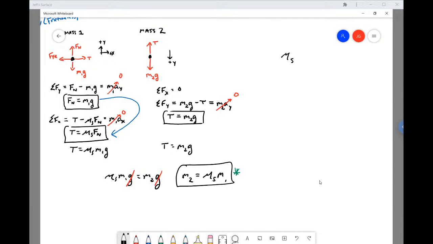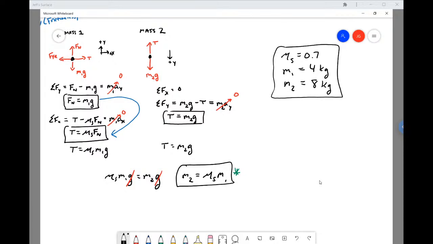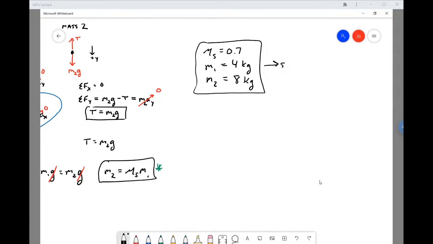So let's say that you have a coefficient of static friction of 0.7, and M1 is equal to 4 kilograms. Well, the maximum amount that M2 could be would then be 4 times 0.7, whatever that turns out to be, which is less than 4. So if M2 is greater than that, let's say 8 kilograms, this would set up a situation where things start sliding because M2 is greater than μs times M1. So this would lead to sliding, and when that happens, the coefficient of static friction becomes the coefficient of kinetic friction, and that is always less than the coefficient of static friction. So let's say in this case it's 0.5.